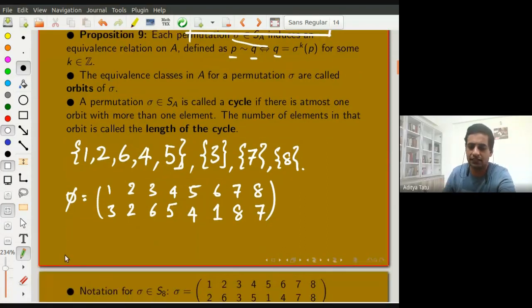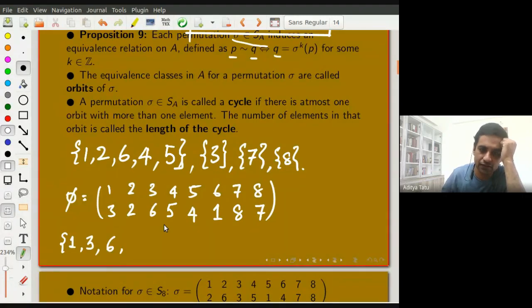So let's find the equivalence class that contains the element 1. What happens to 1 if I apply phi? I get 3, right? Then what happens if I apply phi to 3? 6. What happens if I apply phi to 6? I get the element 1 again, right? So 1 is already there, so that is all this equivalence class contains.